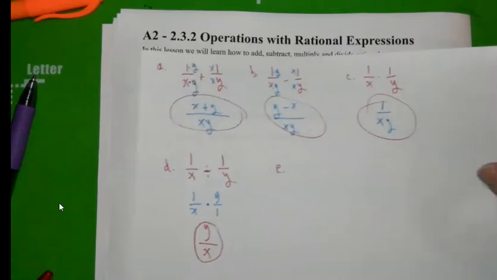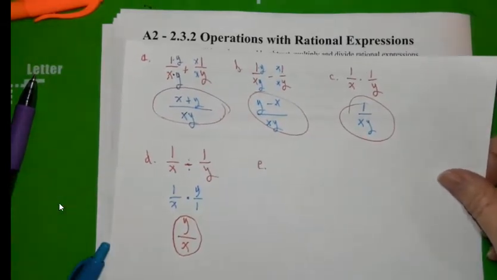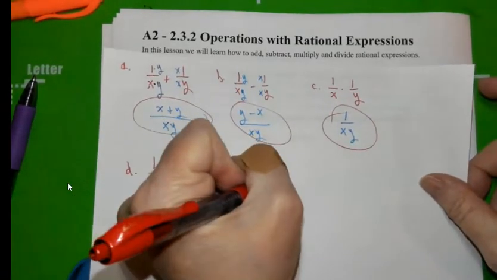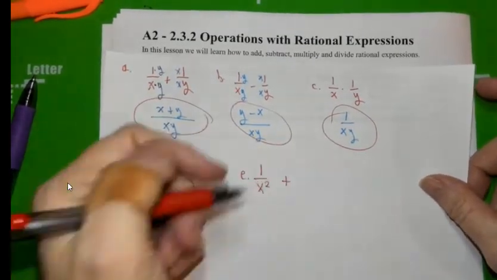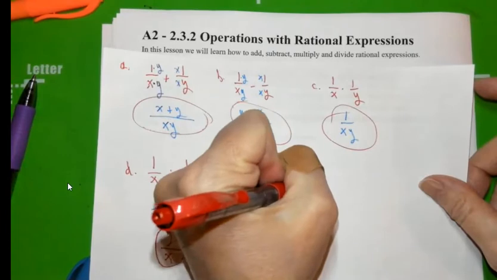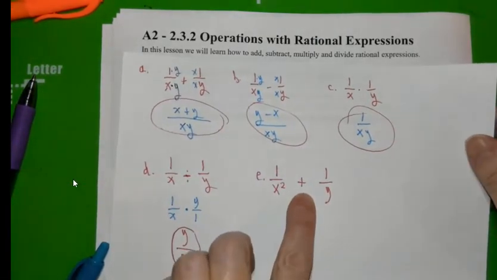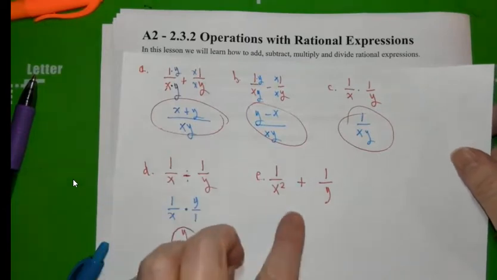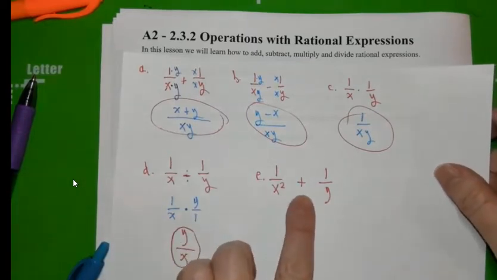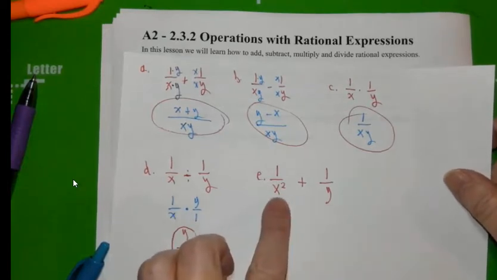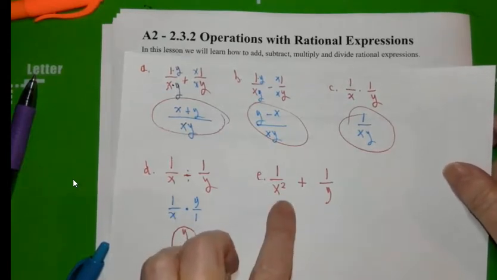1 over x squared plus 1 over y. And leave a little space when you write these so you have some room to write around. All right, here we're back to adding. So this is like problem A and B. When we add fractions, we need a common denominator, and so here these denominators are not alike, so we'll need to get a common denominator.